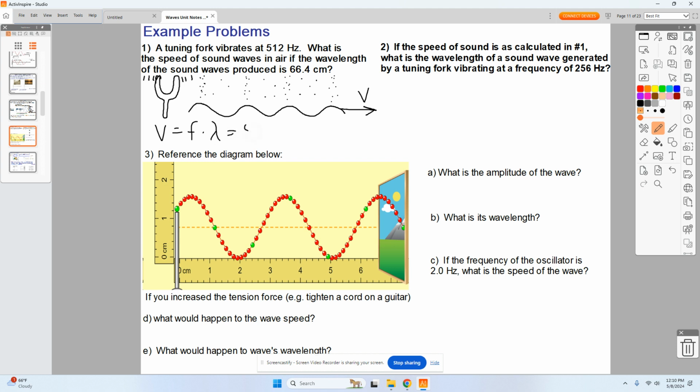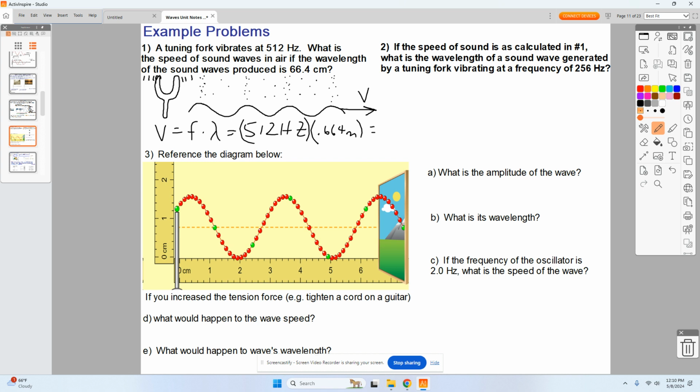The 512 cycles per second, 512 hertz, produces a wavelength. That distance there is 0.664 meters. And when you multiply those two together, I assume you have a calculator with you? Or you can do that math in your head, and if you do that math in your head, you get about 340.